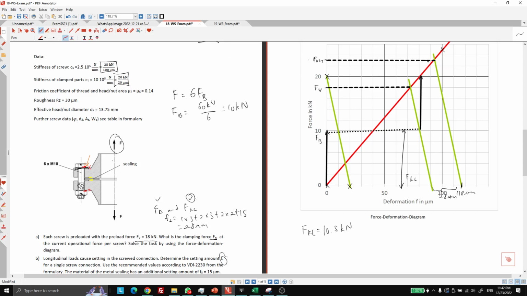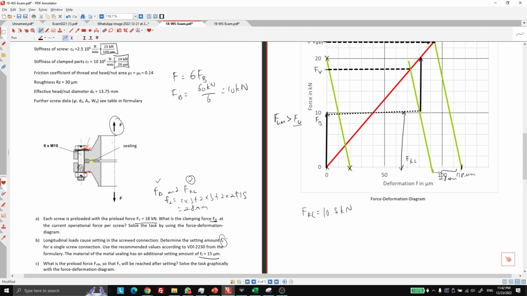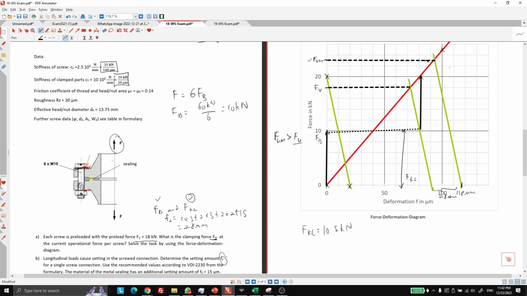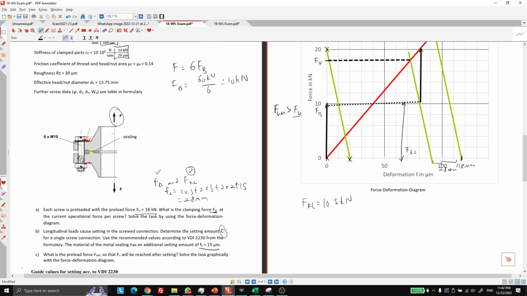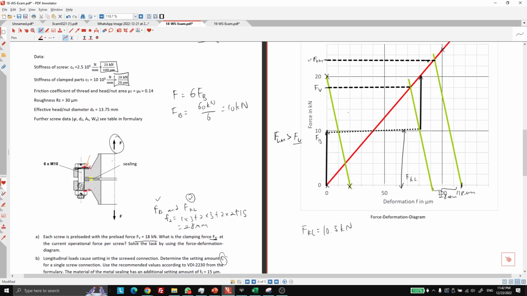So as you can see, FVM is bigger and FV is a bit lower. So it is always the case that FVM is bigger than FV. FVM means the amount of preload that we are required to preload the system, so that we will see an actual FV, because some of the forces are lost to the setting effect due to friction and stuff. All right, so I'm not going too much into the detail, and we are done with it. We found our FVM, which is requested, and we are done with our force deformation diagram.